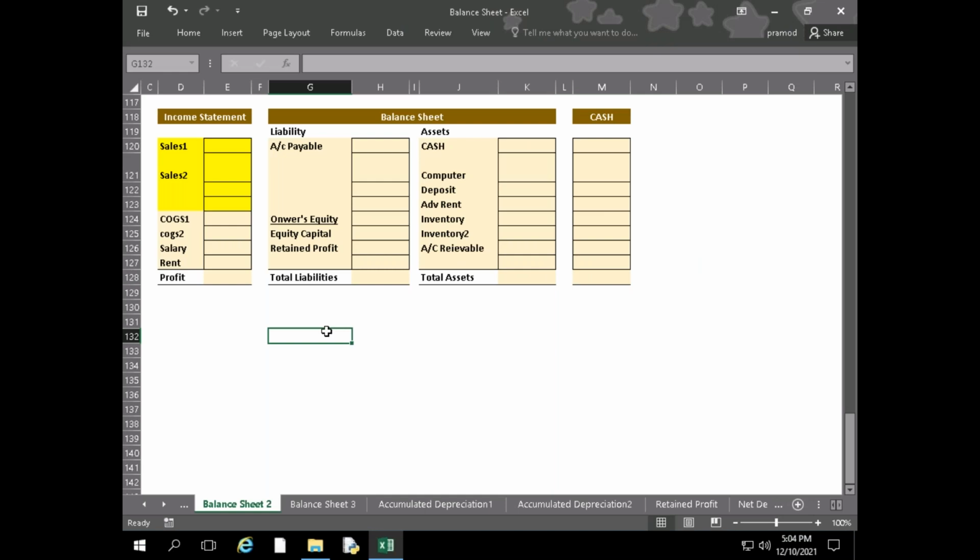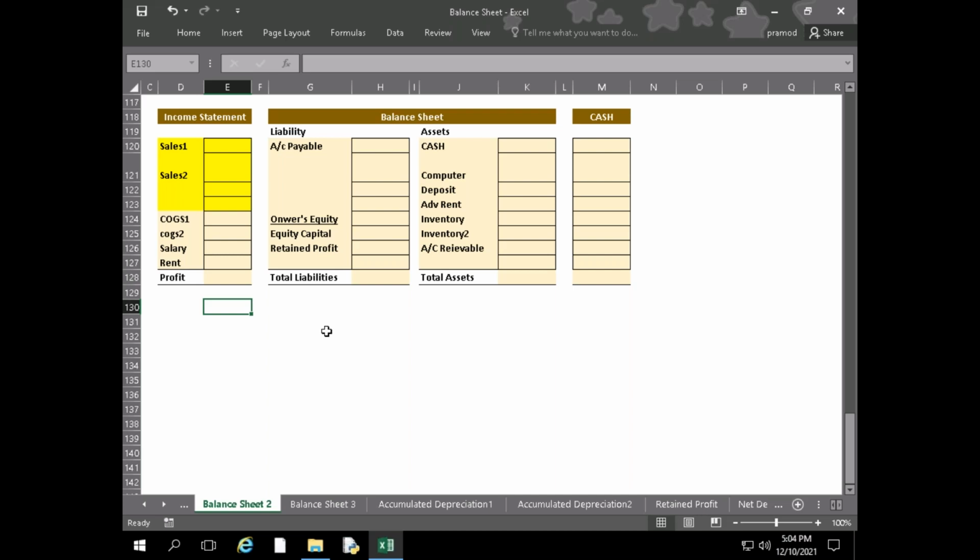So our profit will be 25,000, sir. Then if we take it to the retained profits, even there it becomes 25. Correct. Obviously, whatever profit is there in your income statement, you carry forward to the retained earnings only.